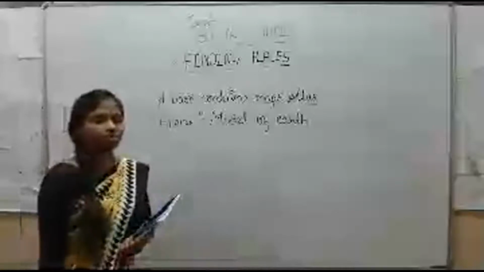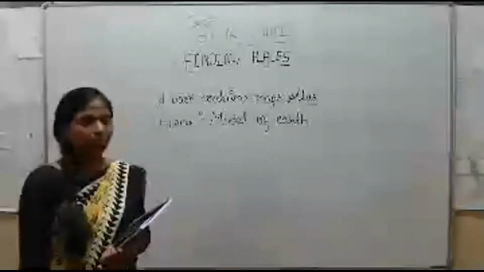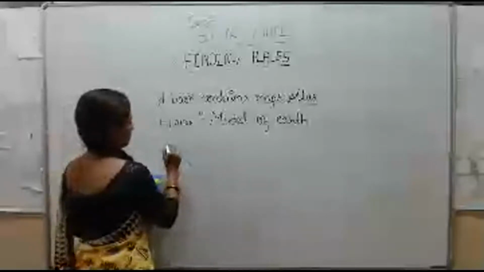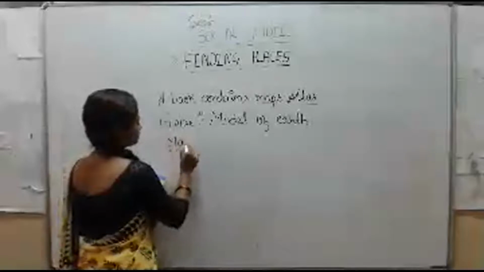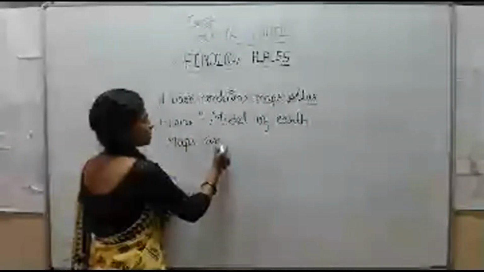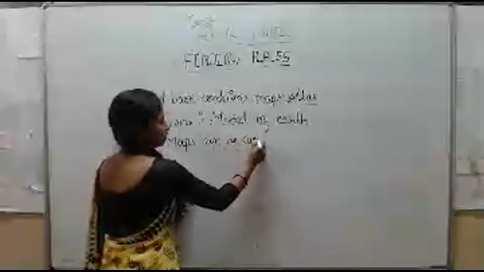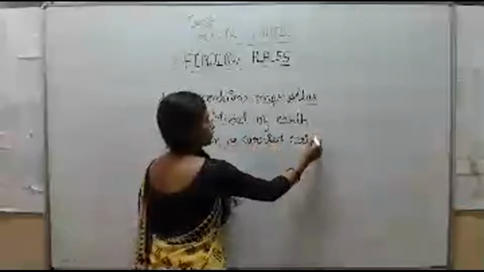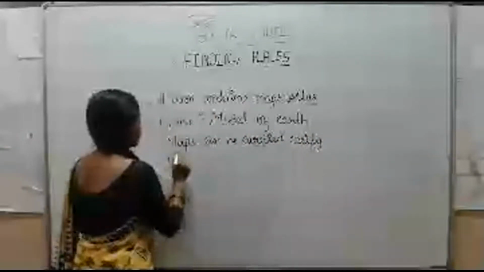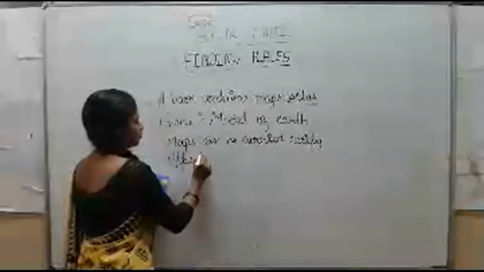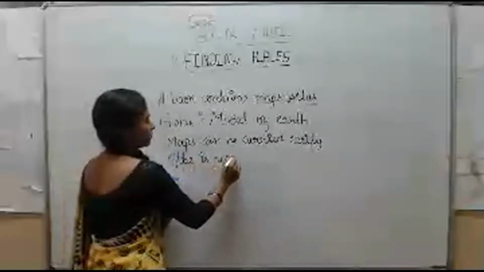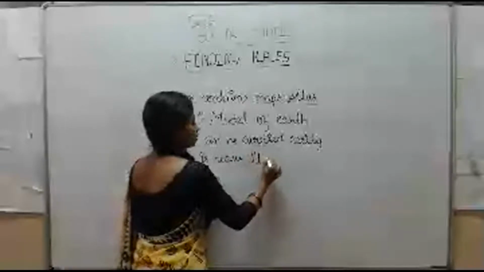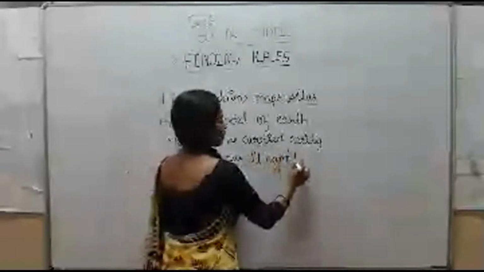So, there are three or four major differences between maps and globes. What are those? We'll discuss at least two. So, maps can be carried easily, and globes can't be carried very easily because they are heavy. Globe is heavy, so it can't be carried.